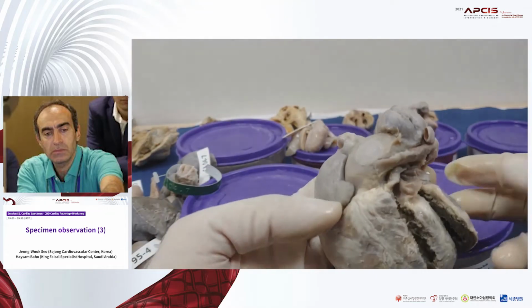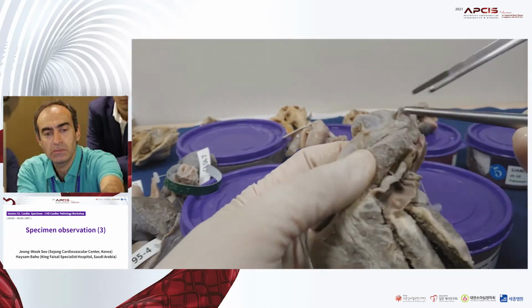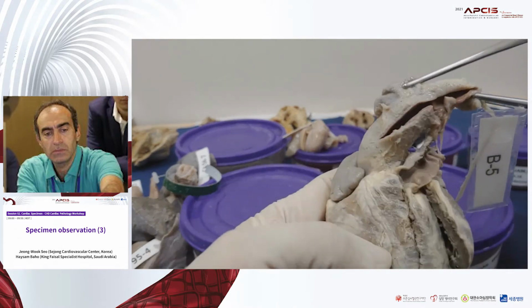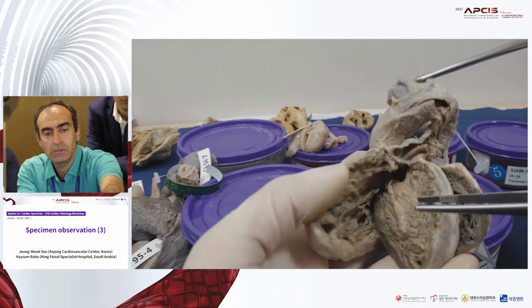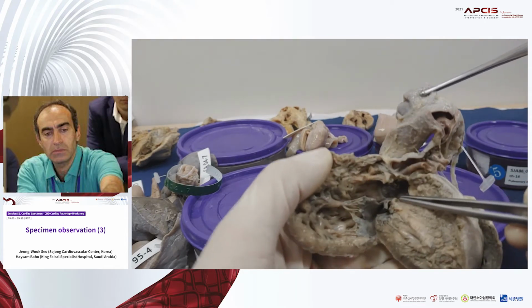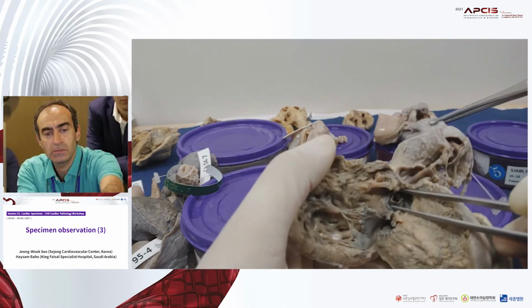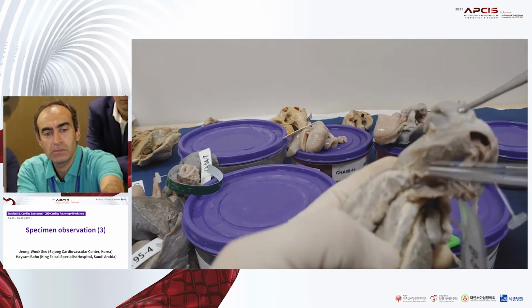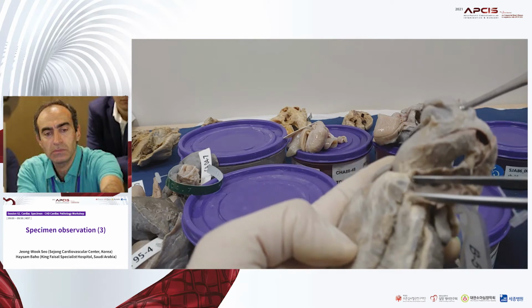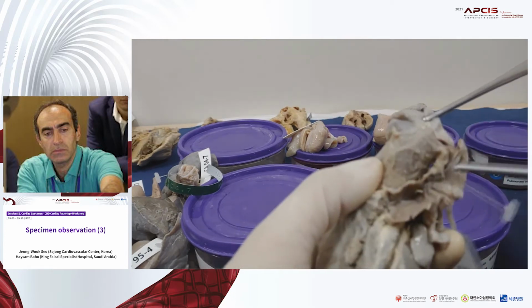Okay, so in this specimen we will see a typical tetralogy of Fallot, however, in the presence of a patent ductus arteriosus. So if we look here at the right ventricle, we can see the ventricular septal defect and the aortic valve here, and the pulmonary artery, pulmonary trunk, and here's the pulmonary valve, which is almost atretic here.